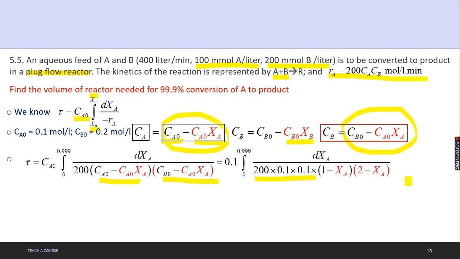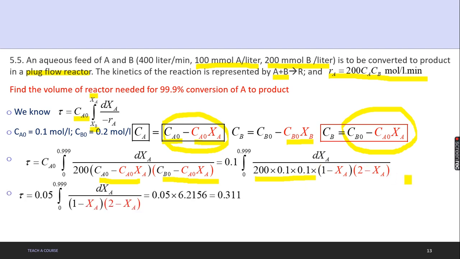The remaining thing is only the integration part. After simplification and division, what remains is dXa over 1 minus Xa into 2 minus Xa. If we do the calculation, it is a definite integral. This value comes to 6.2156, and you can do the integration yourself, and the result is 0.311. So essentially we are getting tau equal to 0.311.